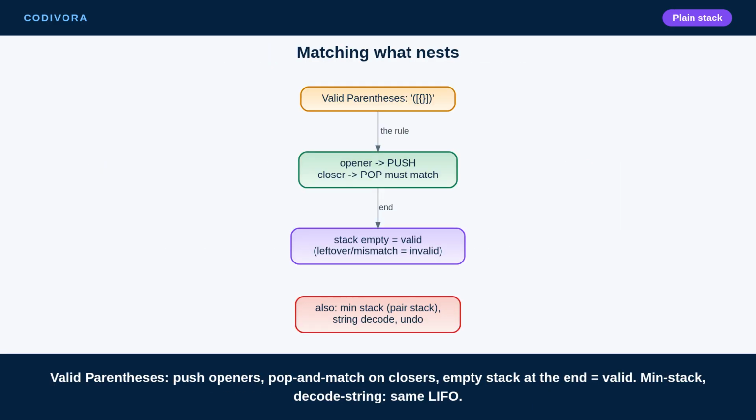The plain stack first. Valid parentheses. Push every opener, and on a closer, pop and check it matches. Mismatch or an empty stack midway, invalid. Leftovers at the end, invalid. Empty at the end, valid. That push open, pop close shape handles decode-string, simplify path, and the min stack, where you push pairs of value and current minimum, so get min is O(1). The recognition cue. Whenever a structure nests, or the most recent thing matters first, think stack before anything else.